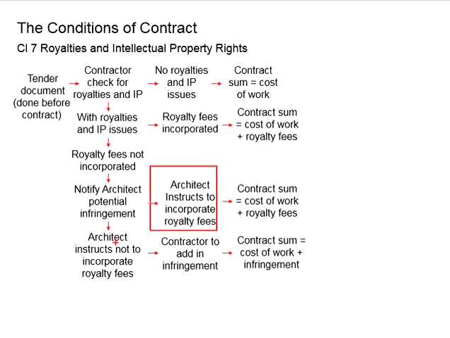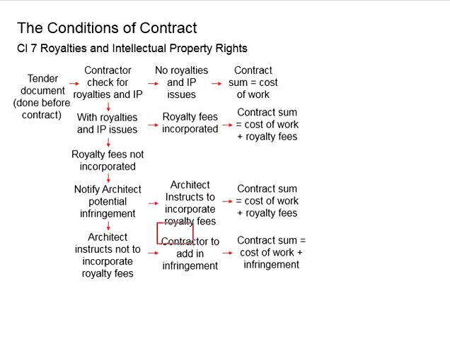Now we will need to see the response of the architect over the matter. If the architect chooses to incorporate the royalties fee, then the contract sum will be equal to the cost of the work plus the royalty fee. However, if, being notified of the potential infringement of these royalties and the intellectual property issue, the architect still chooses not to incorporate the royalty fee, that means they have intentions of violating these royalties and intellectual property rights.